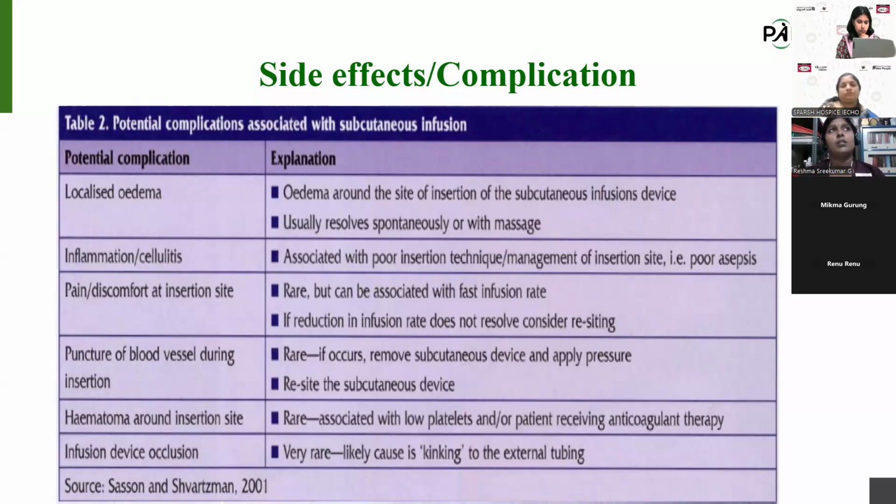Then if we are inserting in the subcutaneous space and there is any presence of blood in the tubing, that means it is not in the subcutaneous space. So just remove it and resite the subcutaneous site. Before starting subcutaneous infusion, we should check whether the patient is receiving any anticoagulant therapy, or has low platelets, and so on. Otherwise, sometimes the patient may develop hematoma around the insertion site. Infusion device occlusion is very rare. Mainly it is caused by kinking of external tubings.